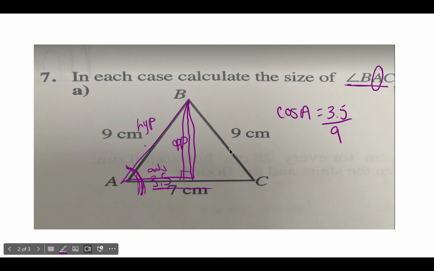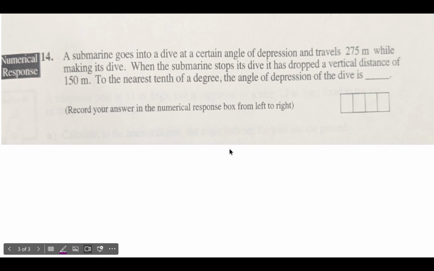Now, whenever you want to solve for the angle, you need to press second in your calculator. So in your calculator, you'd hit second first, then cosine, and then 3.5 divided by 9. And when we do that, we'll see that our angle is going to be 67 degrees if we round to the nearest degree. Our next question has to do with the angle of depression.